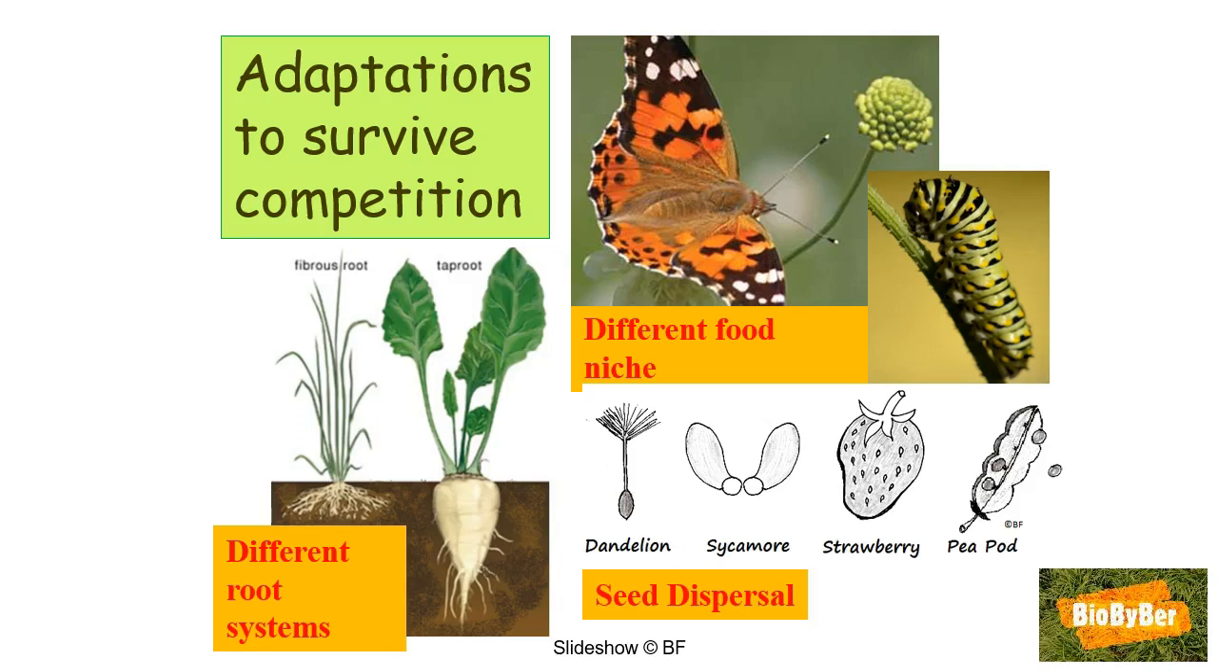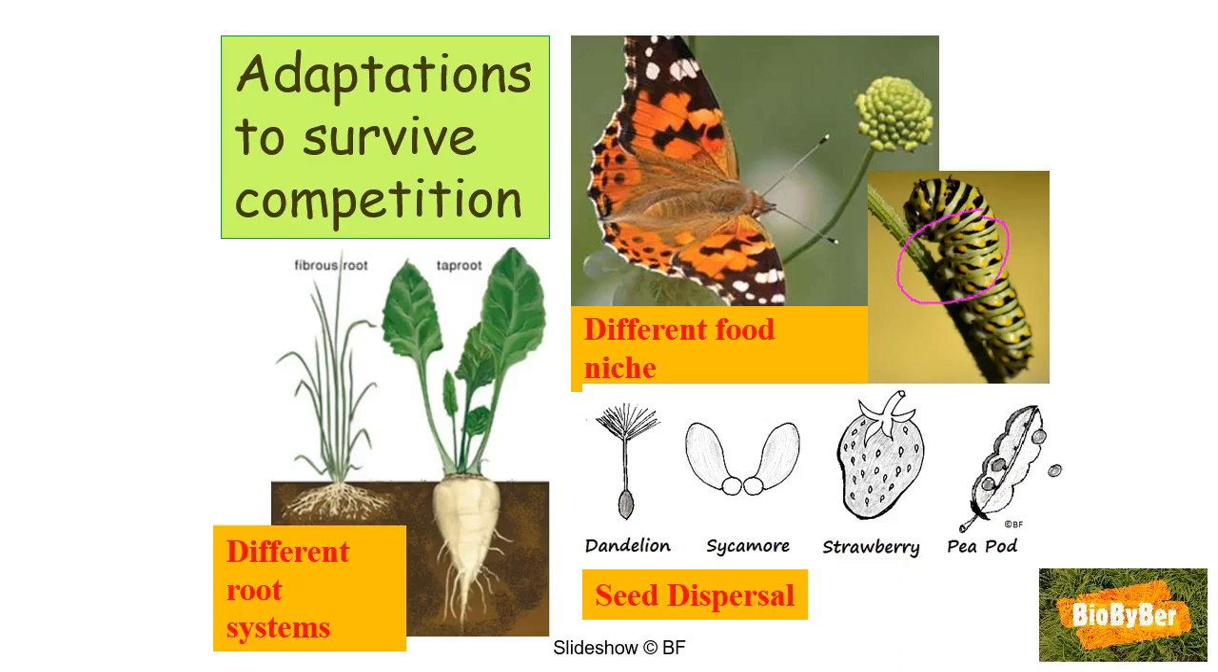They do this by adapting to their environments. They might have to change their feeding habits or occupy different food niches. For example, the adult butterfly will feed on flowers and on their nectar, whereas the young of the butterfly, the caterpillar, will chew and gnaw on plants.